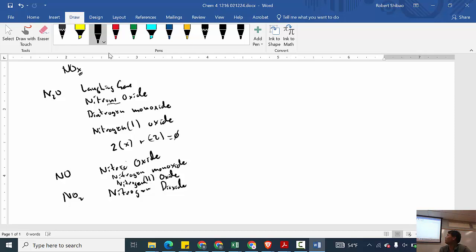-2. What's another name for nitrogen dioxide? If oxygen is -2 and we have two of them, that would be 2 times -2 gives us -4. That must mean that nitrogen must be +4 in order to balance out the charge. So what I write is nitrogen, Roman numeral 4, oxide.